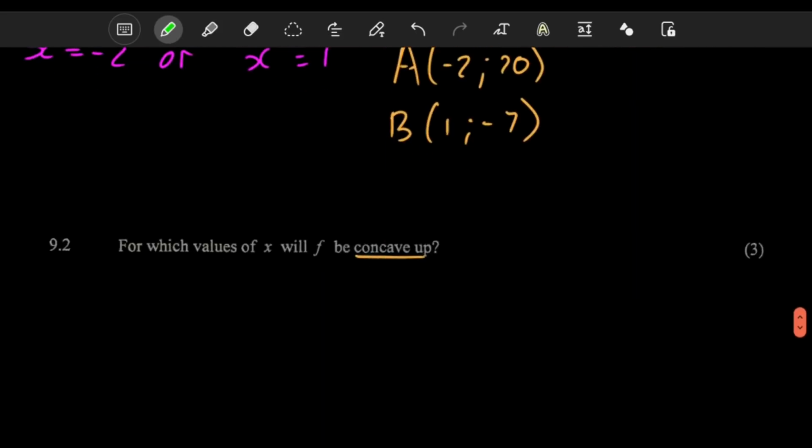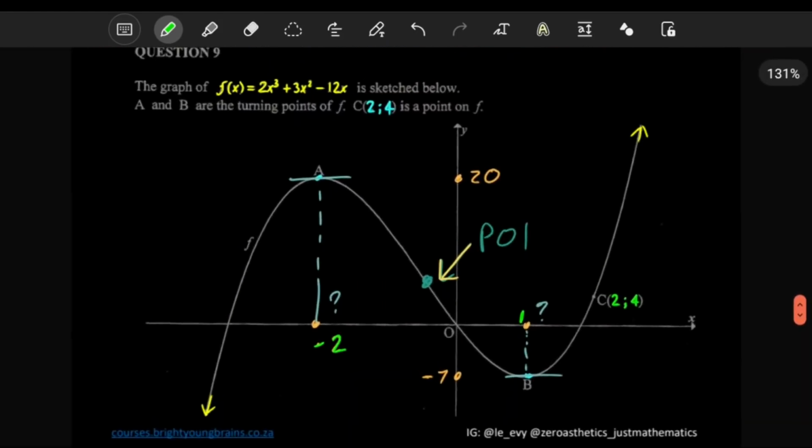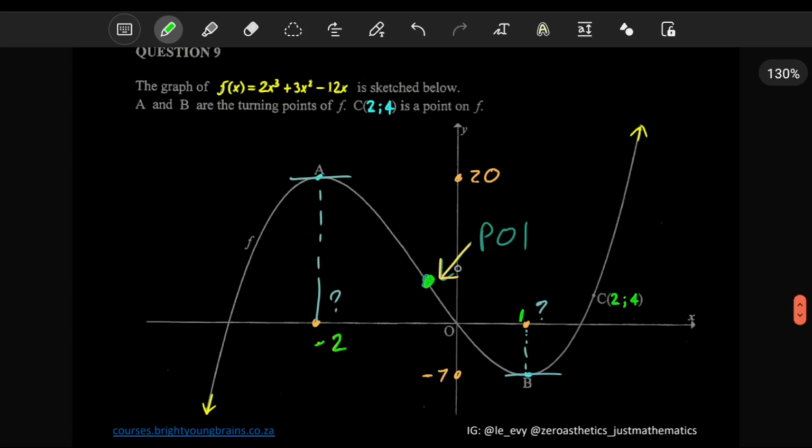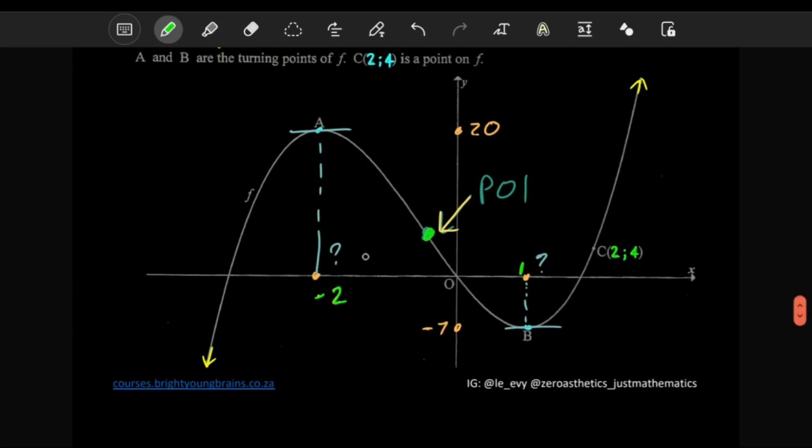Let's explain this. For which values of x is this concaved up? To determine where it's concaved up, you need the point of inflection first, and then you look for the side where your graph is smiling. This side here is frowning, so that side is concaved down. On the right side, your graph is smiling, so that side is concaved up. This green side is what we want.